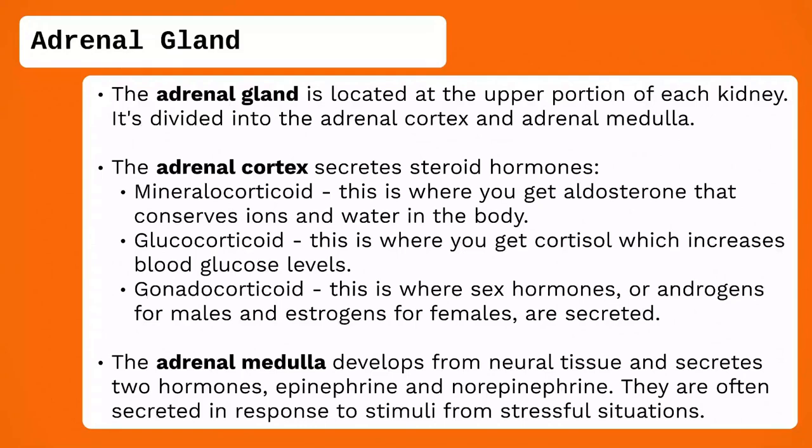Then we have gonadocorticoids. This is where sex hormones, or androgens for males and estrogens for females, are secreted. And then finally, the adrenal medulla. This develops from neural tissue and secretes two hormones, epinephrine and norepinephrine. They are often secreted in response to stimuli from stressful situations.